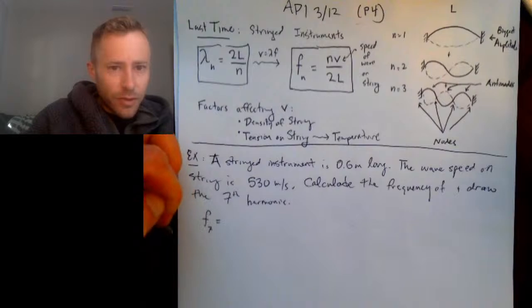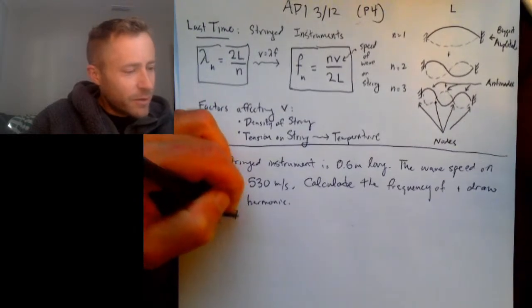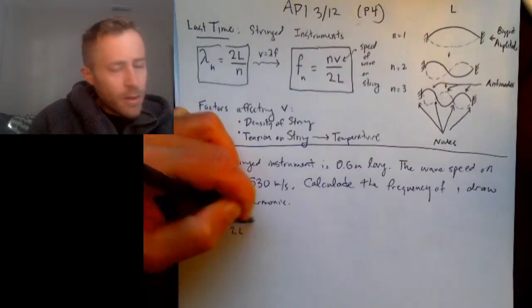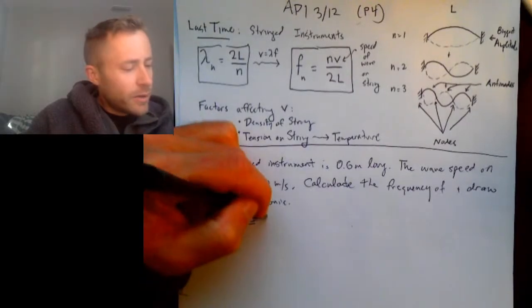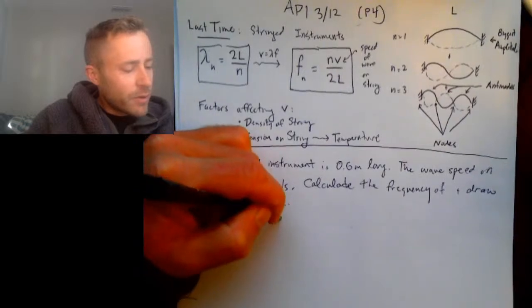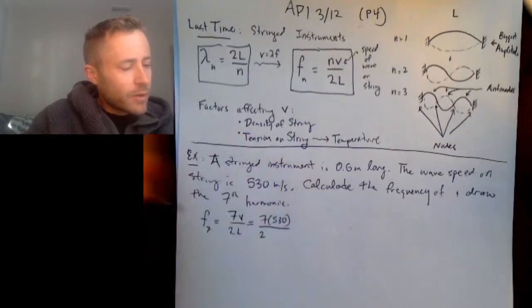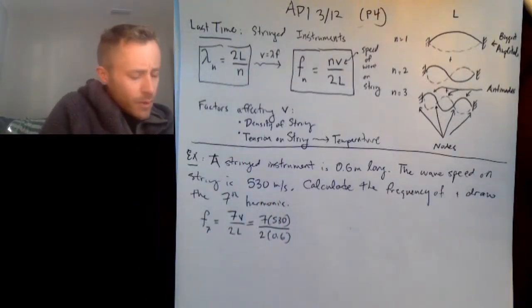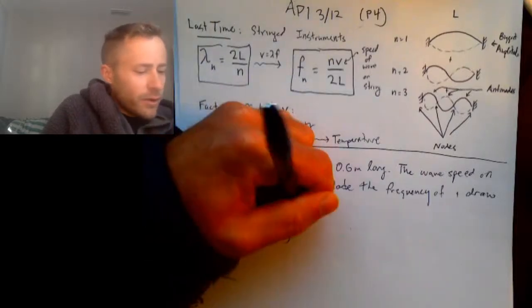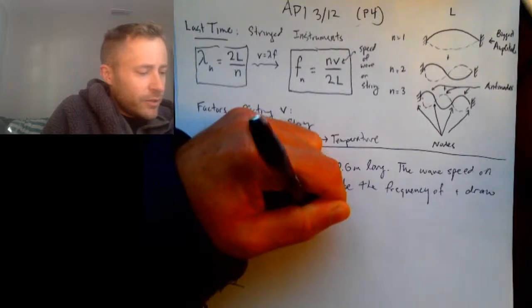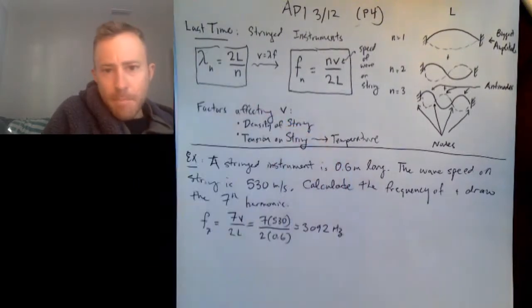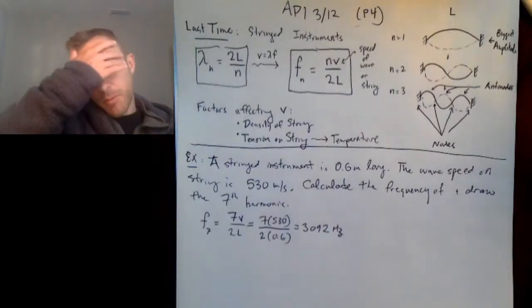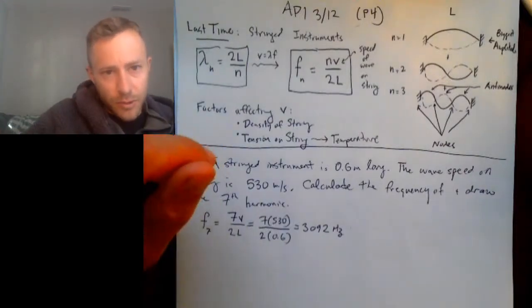And so the frequency of the seventh harmonic is going to be 7v over 2L. Plugging in, the speed is 530, and the length of the instrument is 0.6. So that frequency is going to be 3,092 hertz.